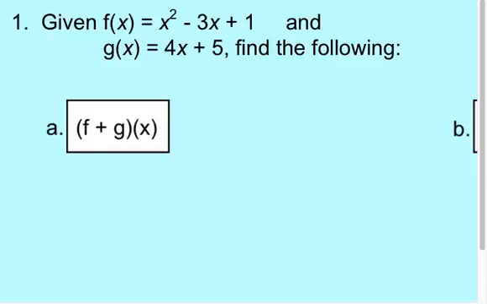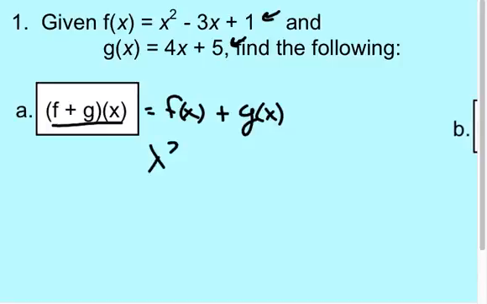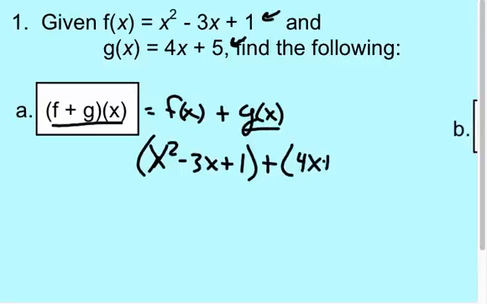So, given f of x is equal to x squared minus 3x plus 1, and g of x is equal to 4x plus 5, find the following. First of all, when you see f plus g of x, that's the same thing as f of x plus g of x. So we add them up. The f of x function is x squared minus 3x plus 1, and we're adding that to the g of x function, 4x plus 5.